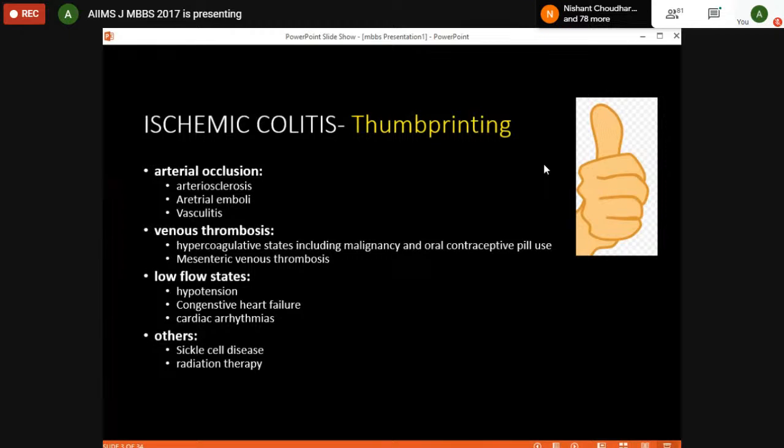And other conditions such as sickle cell disease. Why sickle cell disease? Because there are those abnormal blood cells, which will go and they will clot the smaller vessels, and that will lead to ischemia.